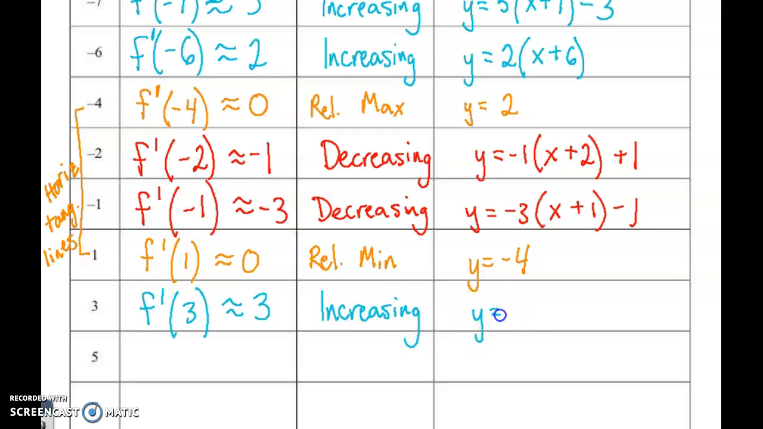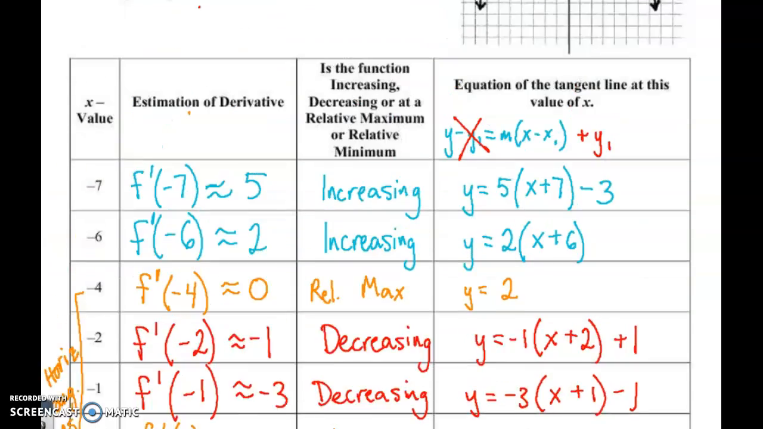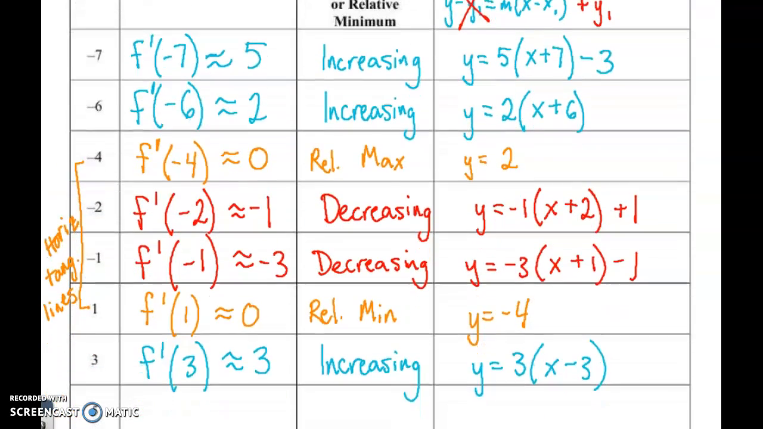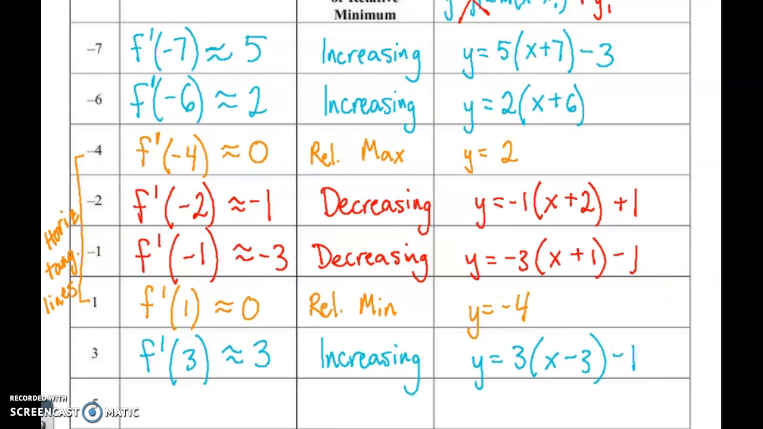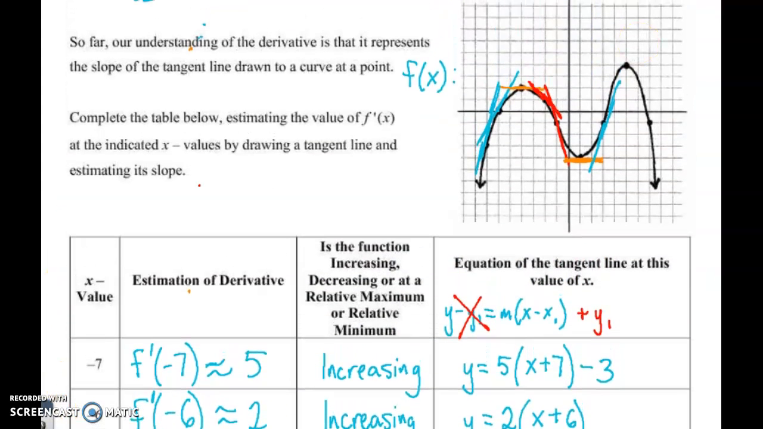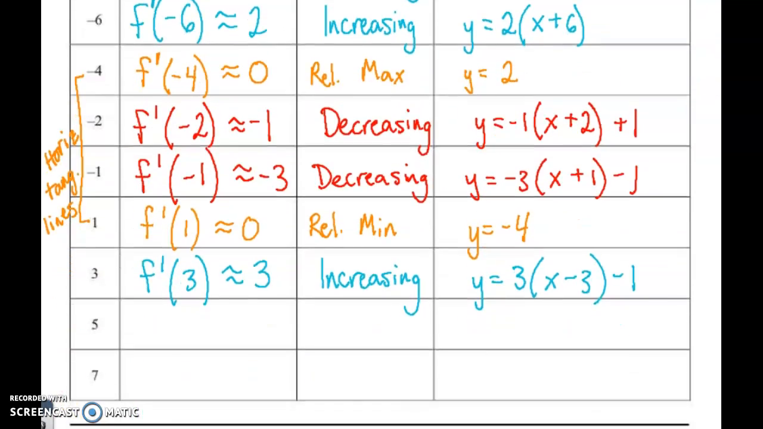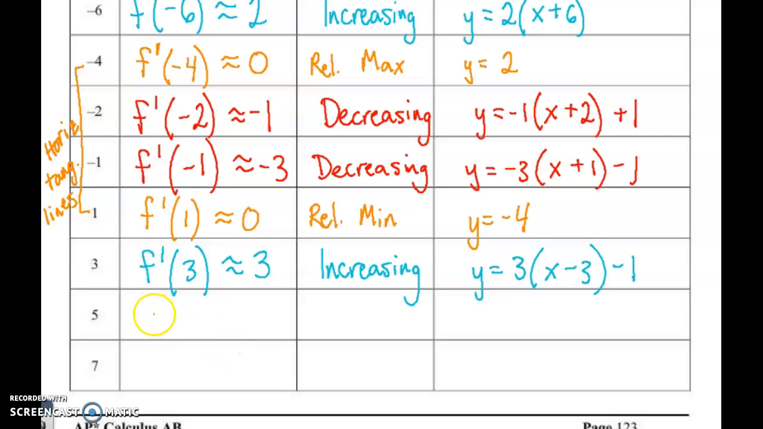So as I write this equation, y equals my slope, x minus the x-coordinate, and then the y-coordinate at x equals 3 was supposed to be -1, so I'm going to write -1 right there. And the next one, what color am I going to use? Yep, you got it. It's a horizontal tangent again. So f prime of 5 is supposed to be 0. It's a relative max.